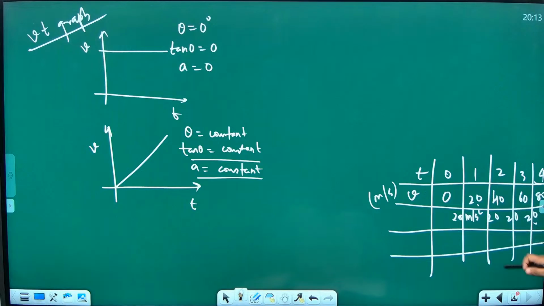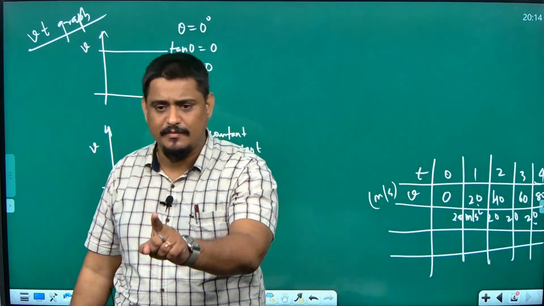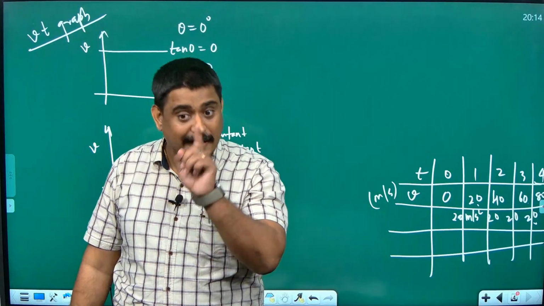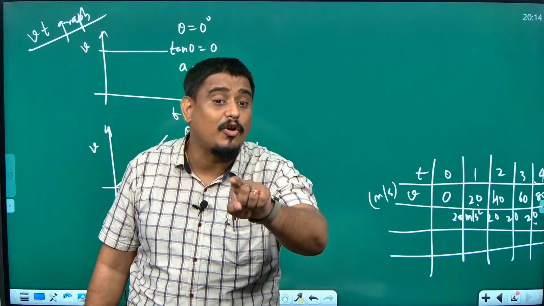In the second second, from 20 it went to 40. (40 minus 20) by 1, how much? 20. In the third second, (60 minus 40) by 1, how much is that? (80 minus 60) by 1, how much is that? It means velocity is changing. It is being accelerated, but it is accelerated at a constant rate.